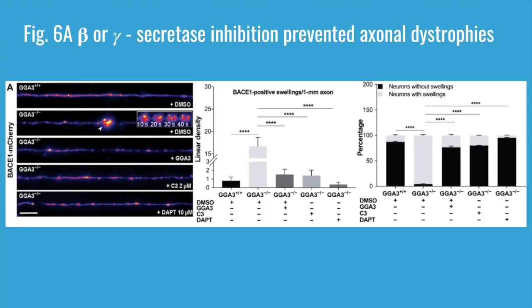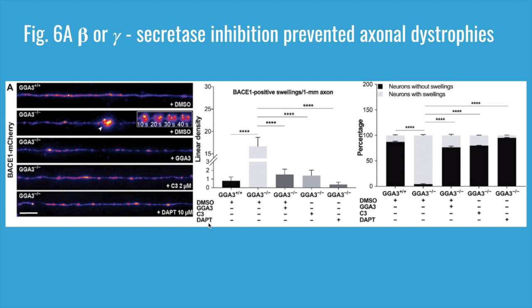So in figure 6, similar to before, we're looking at BACE1-mCherry expressing neurons, which either have GGA3 or a GGA3 deletion, and they wanted to see, once again, the BACE-positive swellings. Now, along with this, they also either reintroduced GGA3 or they gave the neurons a gamma or beta secretase inhibitor. In this case, C3 is the beta secretase inhibitor and DAPT is the gamma secretase inhibitor.